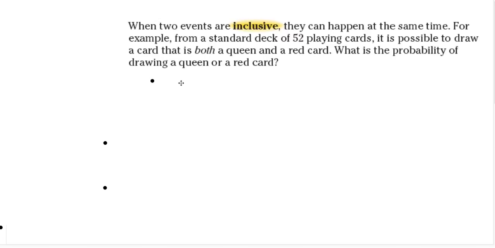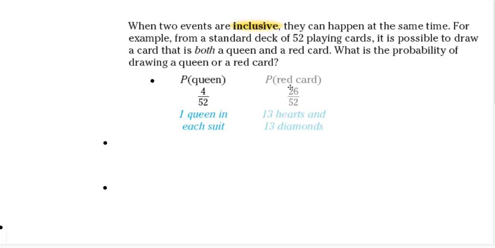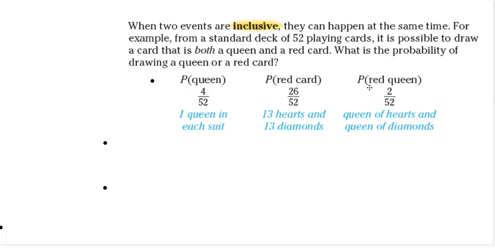Okay, so we take a look at this. The probability of drawing a queen is 4 out of 52 because there are 4 queens in a deck of 52 cards, 1 queen in each suit. And then the probability of drawing a red card is 26 out of 52 because there are 26 red cards, 13 plus 13 out of 52, 13 hearts and 13 diamonds. And the probability of drawing a red queen will be 2 out of 52 because there's only 2 queens that are red out of 52. So, queen of hearts, queen of diamonds, that's what you have.